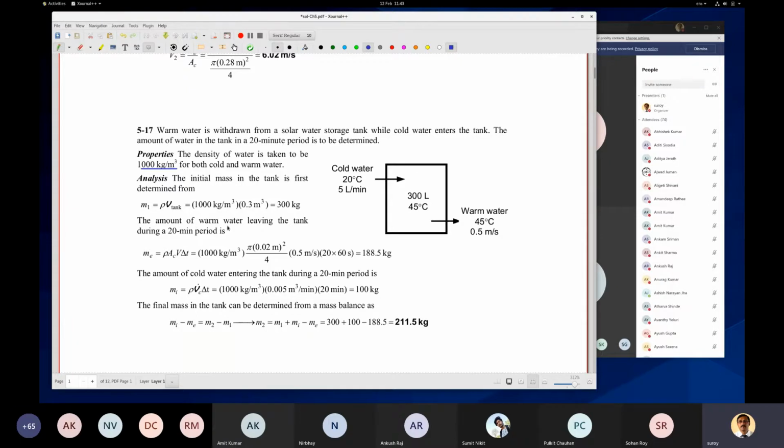So the amount of warm water leaving the tank over a 20-minute period is given, right? So that is 188 kgs. Right? So the amount of cold water entering the tank during the same period. So here it is m_e and m_i, right? So this is 100, this is so much, so they are different, right?